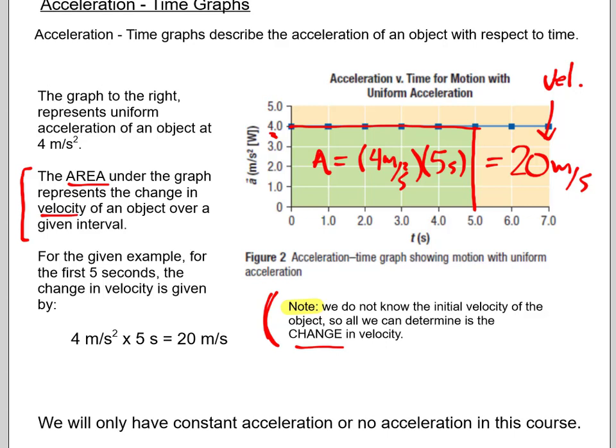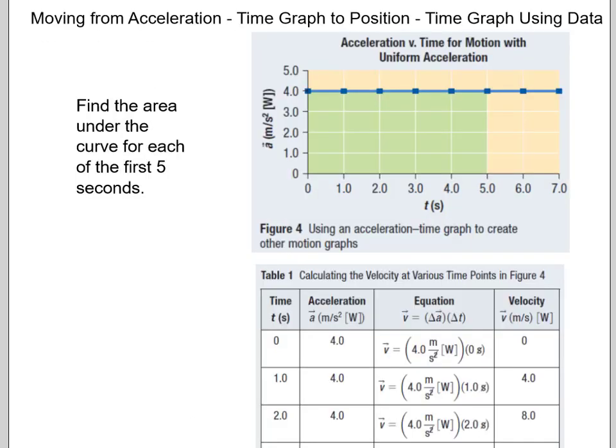For our course, we'll only have constant acceleration. There will be no variable accelerations in this course. So it'll either be constant or none. Those are the two options for us at this point in time.